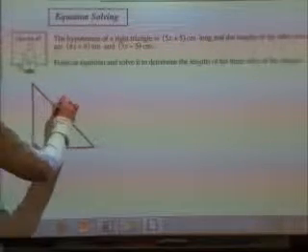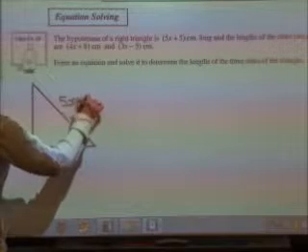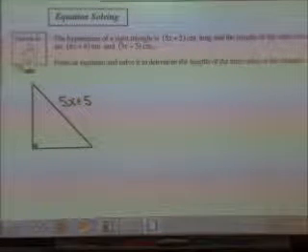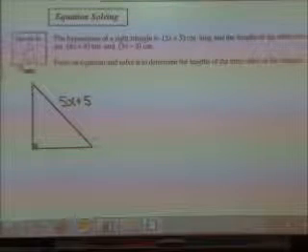So how do I label it? What do I start with? The hypotenuse, and where do I find the hypotenuse? The longest side. And then the other two sides, the 4x plus 8 and 3x minus 5. Does it matter where I put them? Nope.